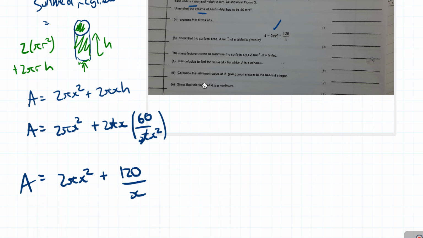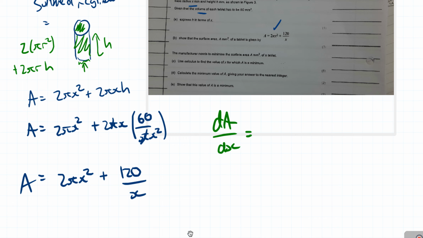The manufacturer needs to minimize the surface area of the tablet. Use calculus to find the value of x for which A is minimum. In this case, if we're trying to find the minimum value, we're going to differentiate. So we're going to find dA/dx. The first thing we do is differentiate.